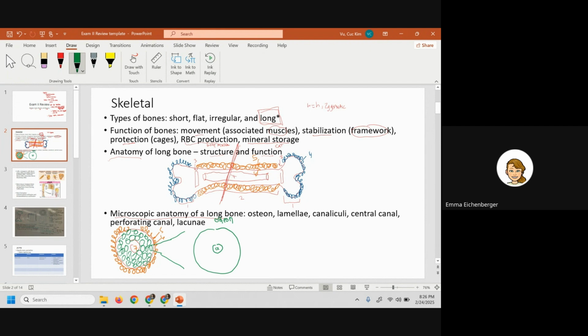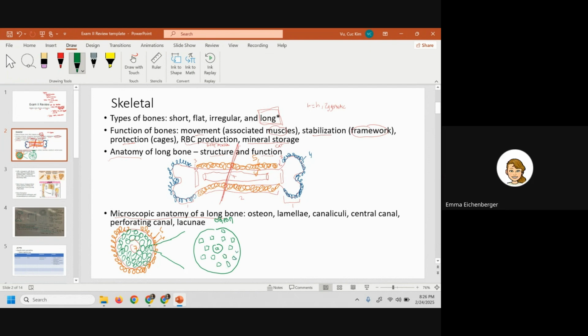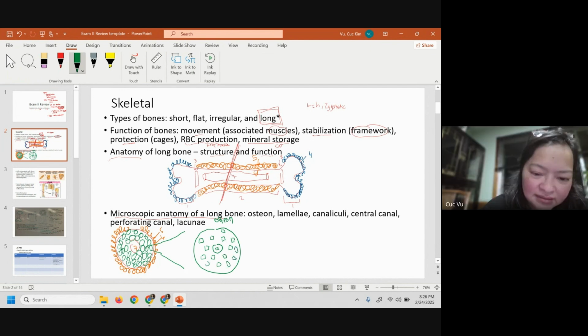Surrounding the central canal, you'll find these pockets. These pockets right here are called what? They look like a little lake. Are those the lamellae? Not the lamellae.